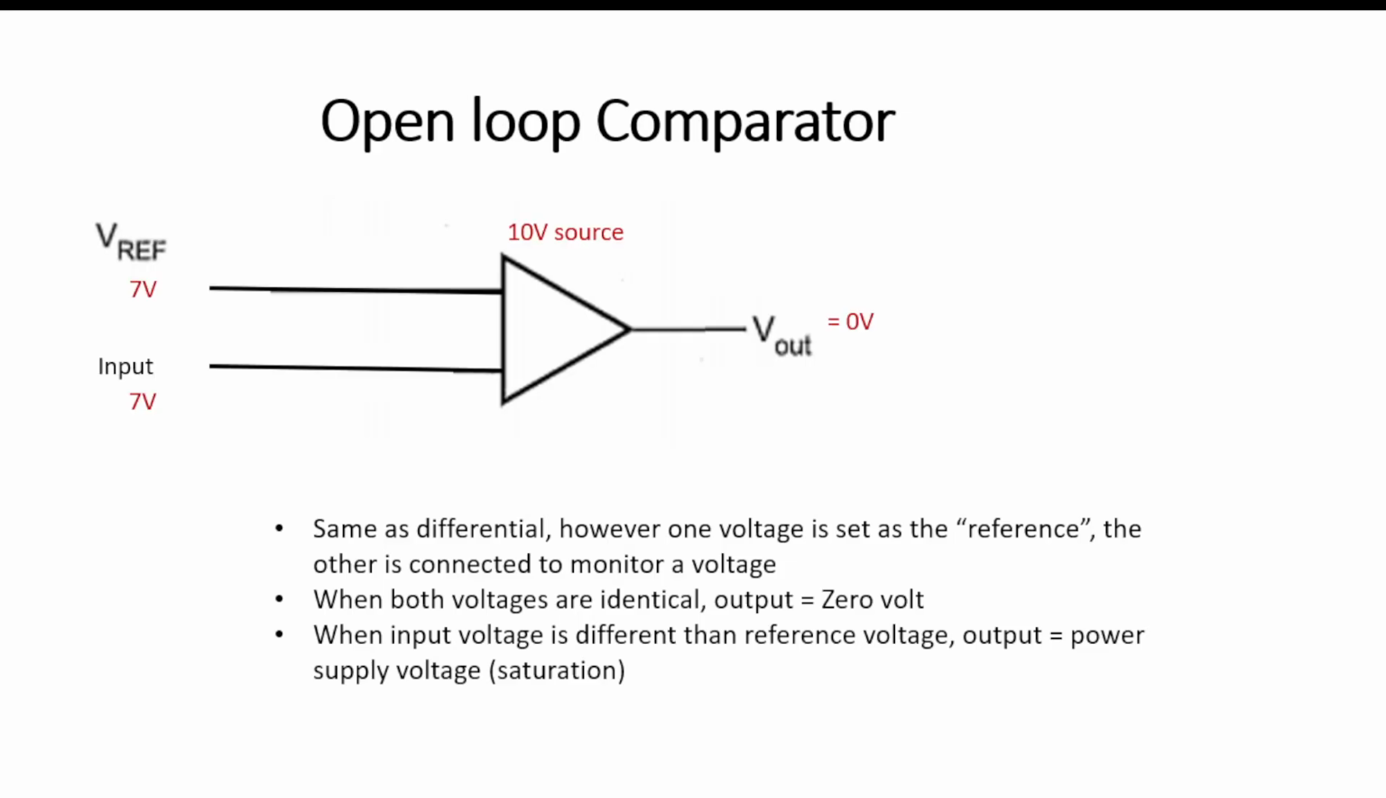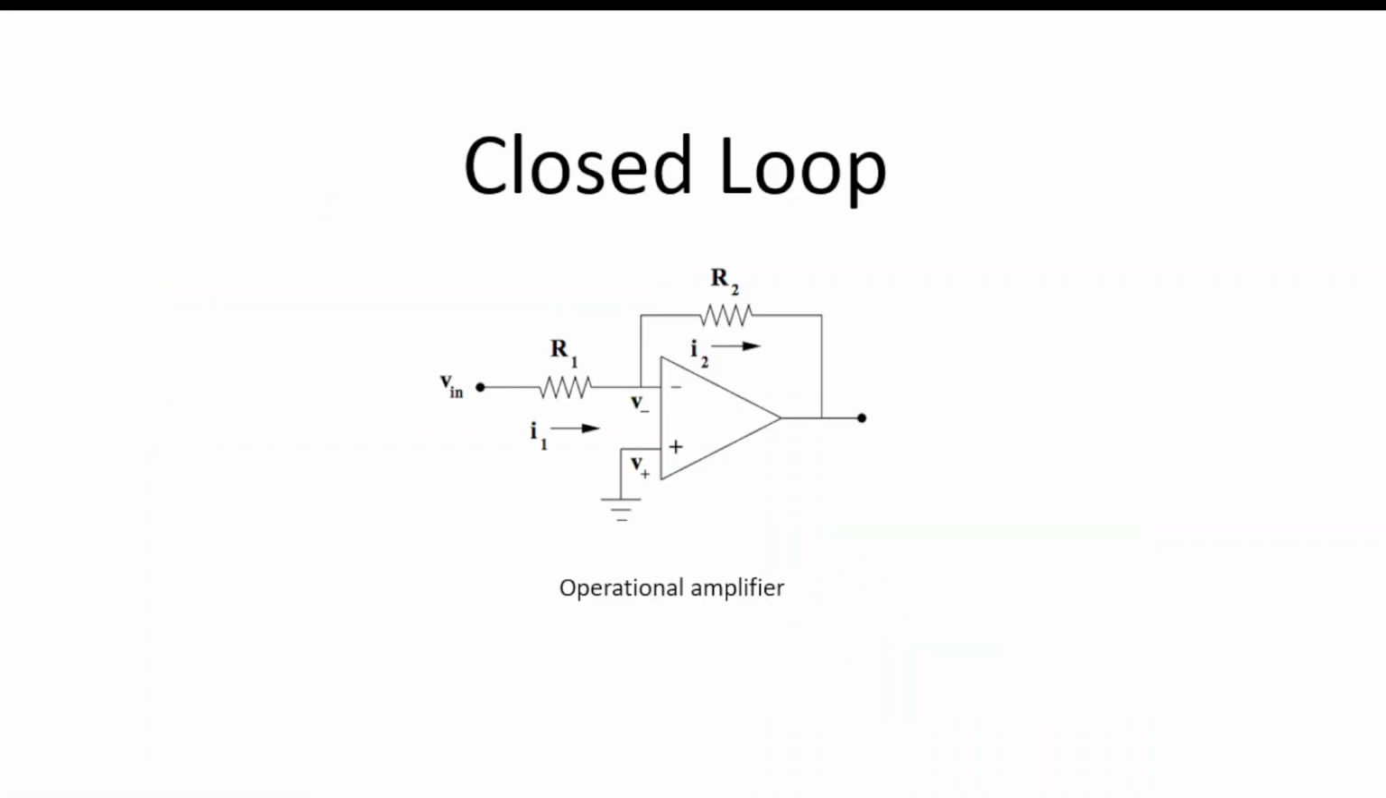So here we have a reference voltage of 7 and an input signal of 7 volts and a 10 volt source to the op amp. My output is 0, but as soon as the input goes either above or below, my output goes straight up to saturation. And I apologize, this is an extreme value to be using with my op amp, but it's just a nice, easy number to use for the example.